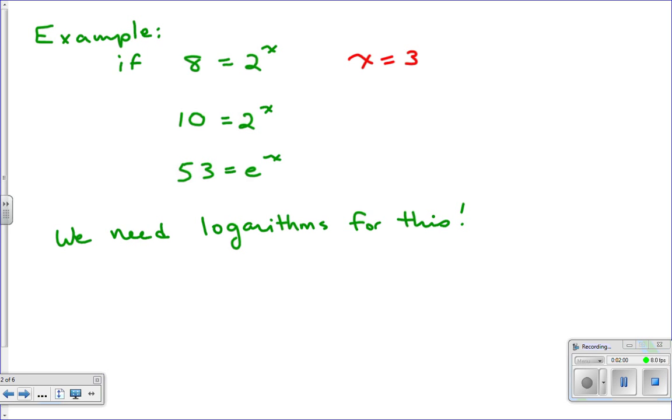Same thing with 53. We could guess and check numbers for x, enter them into the calculator, and see if we're getting 53 for our answer. However, we want a more straightforward method rather than guess and check. We need to learn how to use logarithms.